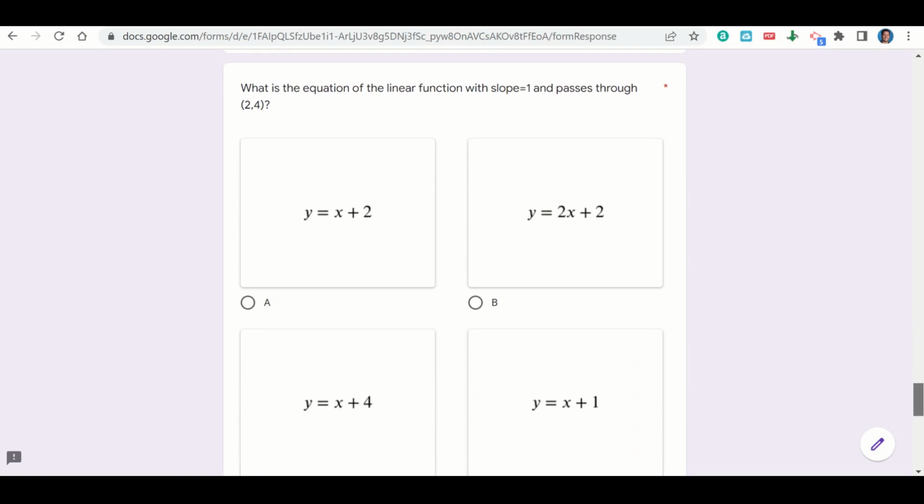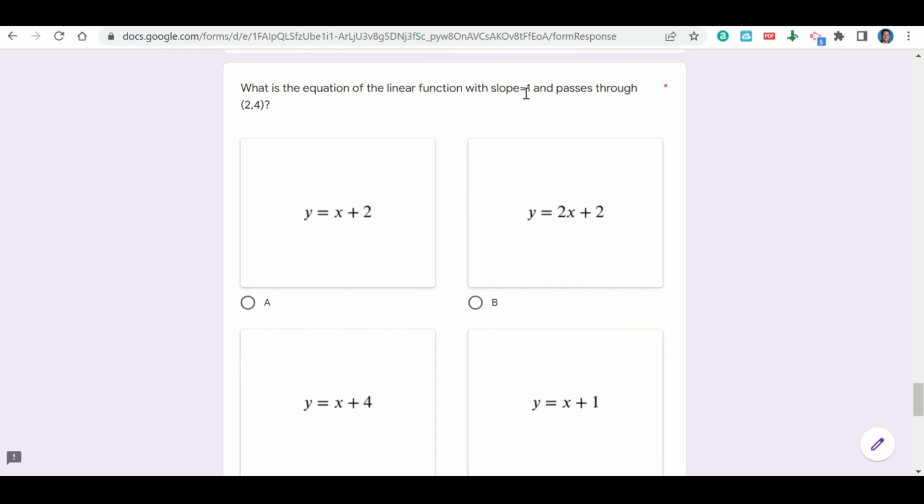Then when we get to the end, we're given that the slope is 1 and it passes through 2, 4. So we would just plug this into our y equals mx plus b. So y is 4, m is 1, and x is 2, and we don't know what b is. So if we do that, we end up with 4 is equal to 1 times 2 plus b. Well, we know that 1 times 2 is 2. So now we have 4 equals 2 plus b. So we're going to subtract 2 from both sides. And we get 4 minus 2 is equal to b. Well, 4 minus 2 is 2. So b is equal to 2.